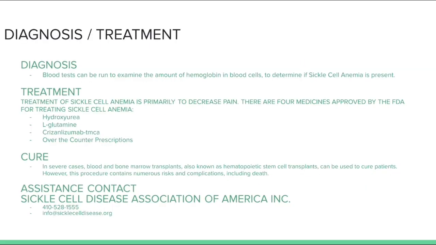Diagnosis and treatment. Blood tests can be run to examine the amount of hemoglobin in blood cells to determine if sickle cell anemia is present. Treatment of sickle cell anemia is primarily to decrease pain.